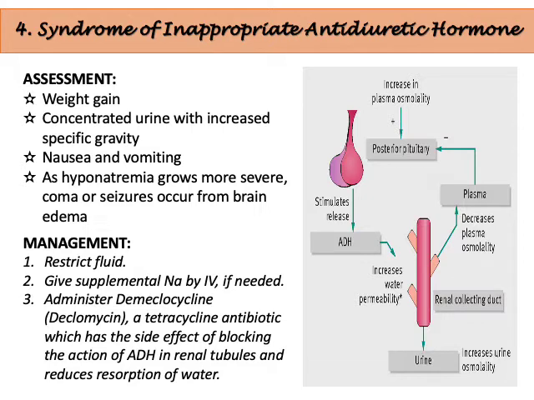As a management, restrict fluid because there is already water intoxication. Second is to give supplemental sodium by IV if needed because of the hyponatremia. And third, administer demeclocycline. It's a tetracycline antibiotic. It has a side effect of blocking ADH in renal tubules and reduces resorption of water. This drug can increase urine output.